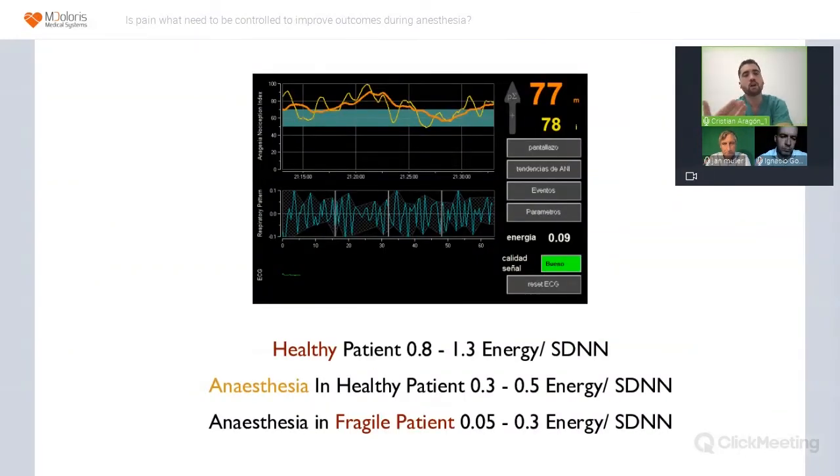We have to take into account that normally in an awake healthy patient, we have energy values between 0.8 and 1.3 milliseconds. When we perform general anesthesia in a healthy patient, the energy values fluctuate between 0.3 and 0.5. And if we have a fragile or critical patient under general anesthesia, the energy values can get down below 0.3.